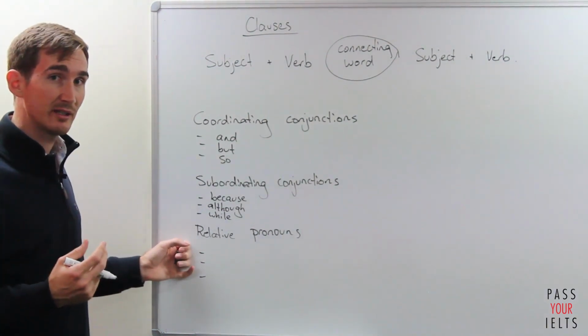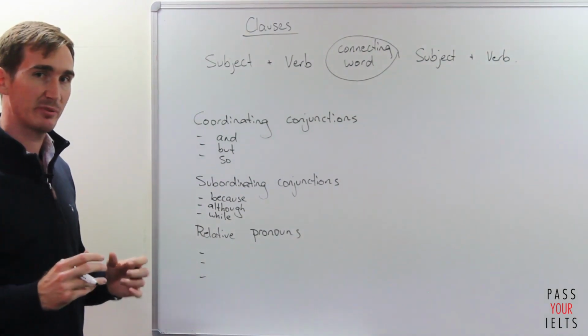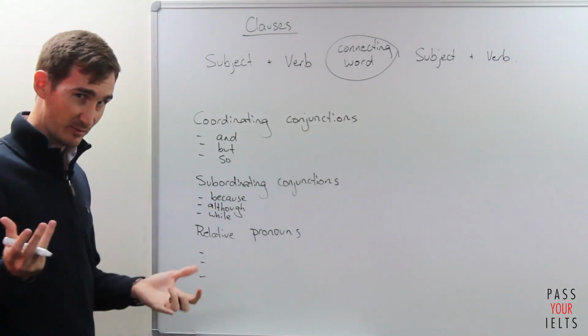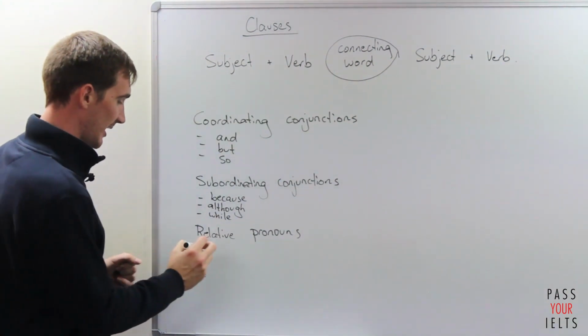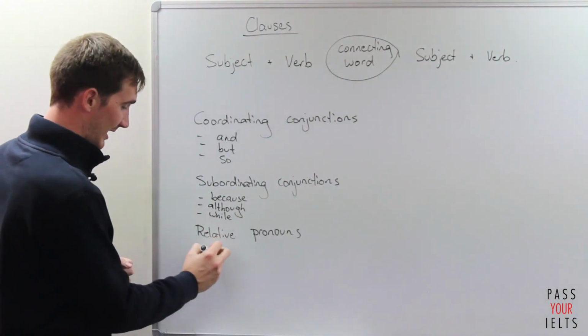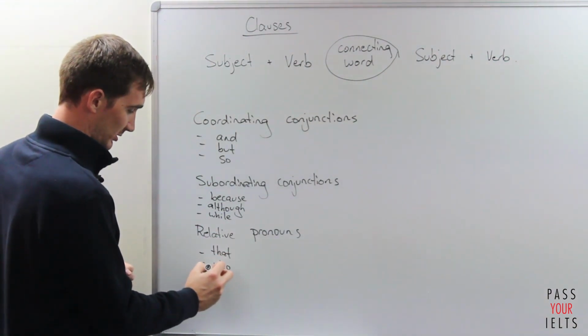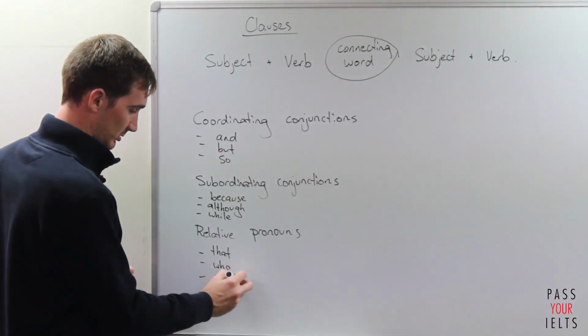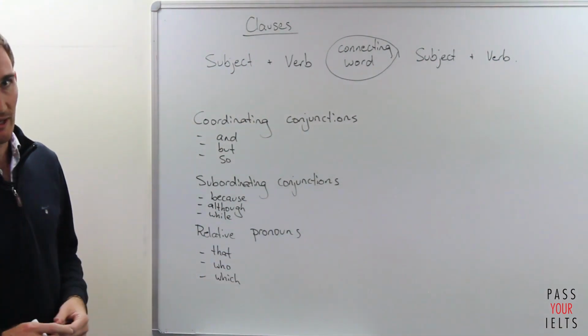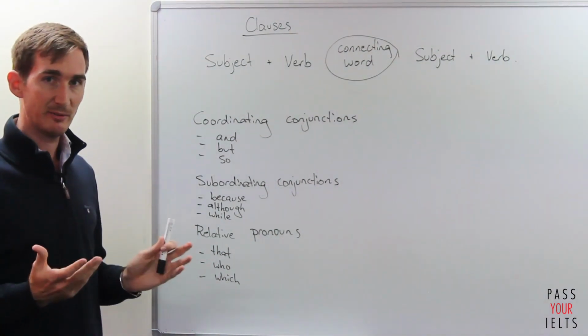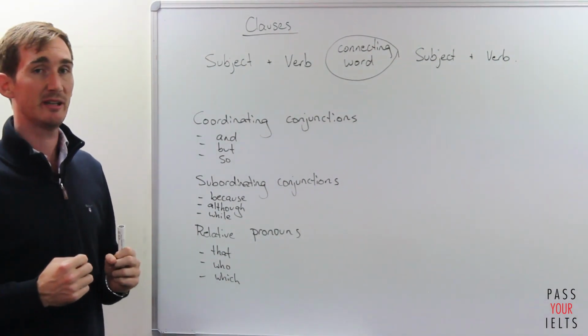Now, another kind of connecting word we have is relative pronouns. So, you guys should probably know these by now. They are, for example, that, who, which, and there are several others, of course. Where, when, these sorts of words. So here we go, the basics of what we need for sentences.